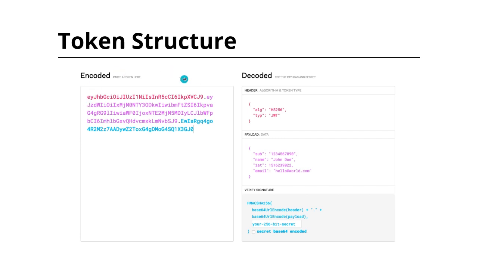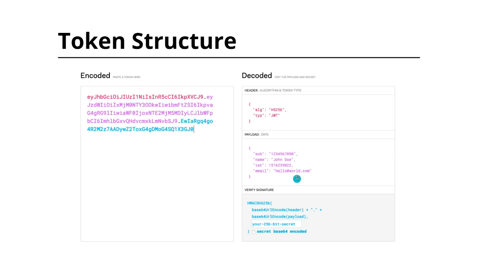Token structure. It's a long string and it has three parts, each part separated by a period. Let's talk about the first part, the header. The header usually contains two things: the type of token, JWT, and the algorithm. It tells the server how the signature part of the token should be verified.